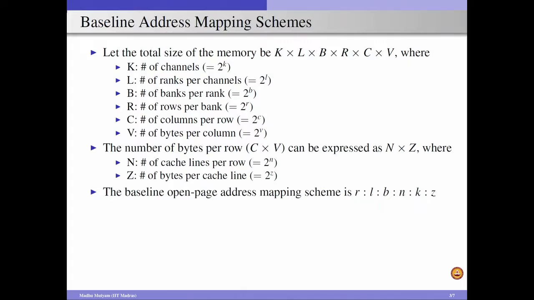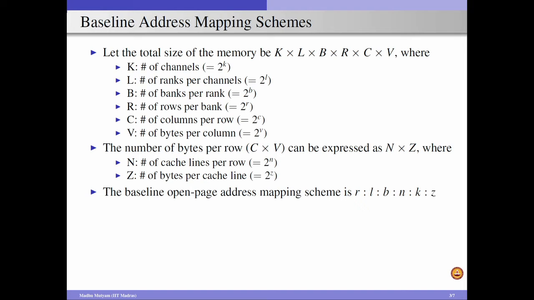So when we consider a baseline address mapping mechanism for open page policy, the address mapping looks something like this: R colon L colon B colon N colon K colon Z, where Z is the byte address in a cache line, K is the channel ID, N is the cache line ID, B is the bank ID, L is the rank ID, and finally R is the row ID.